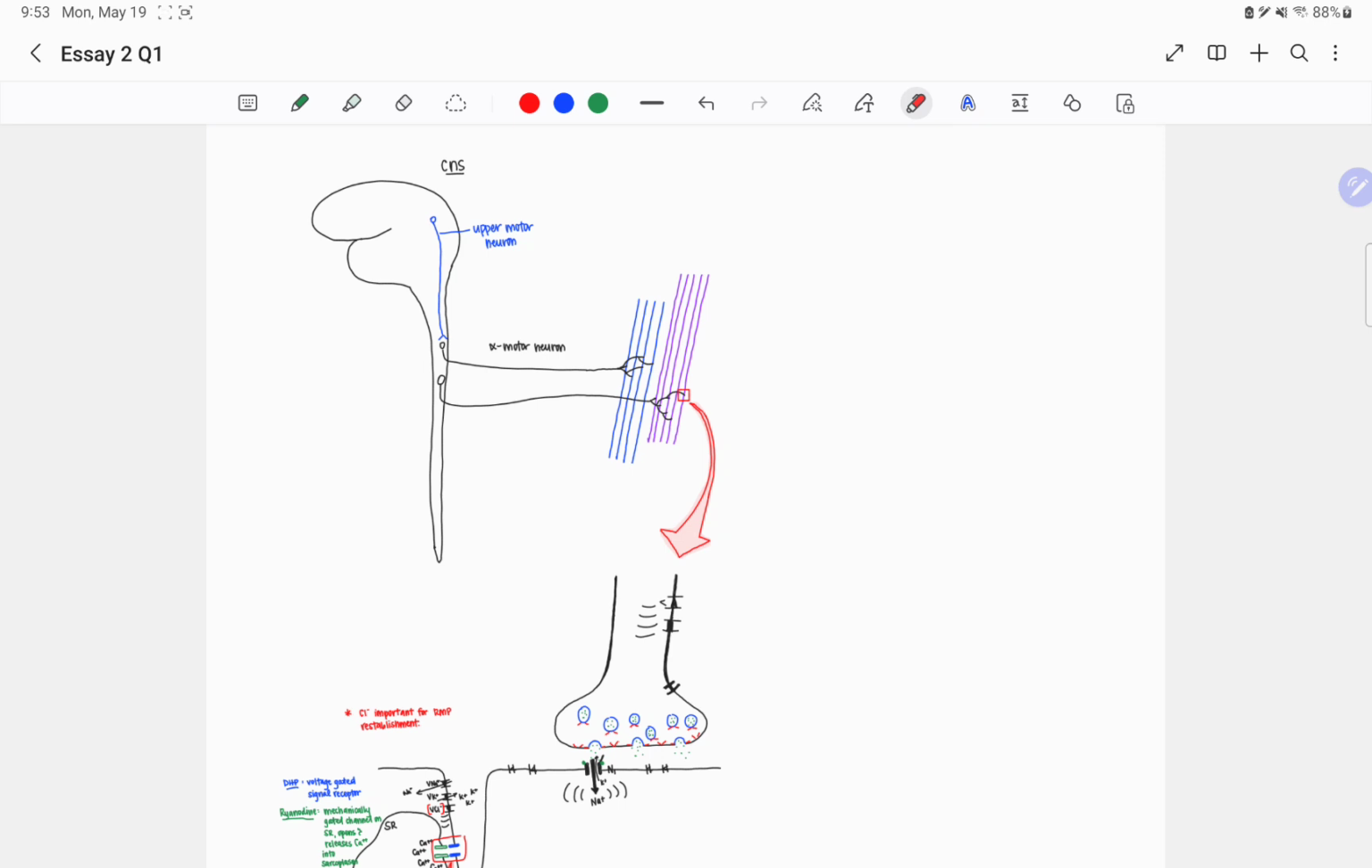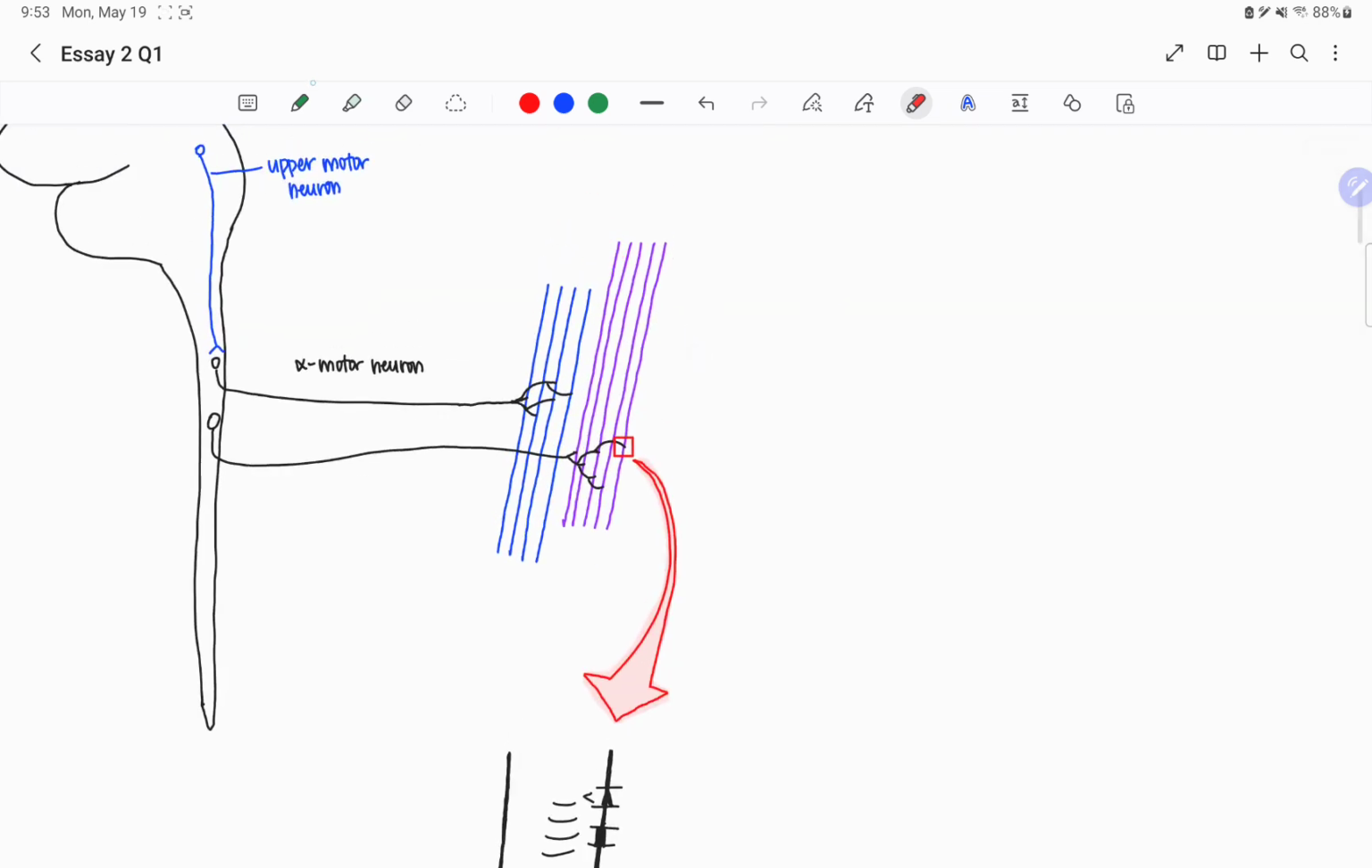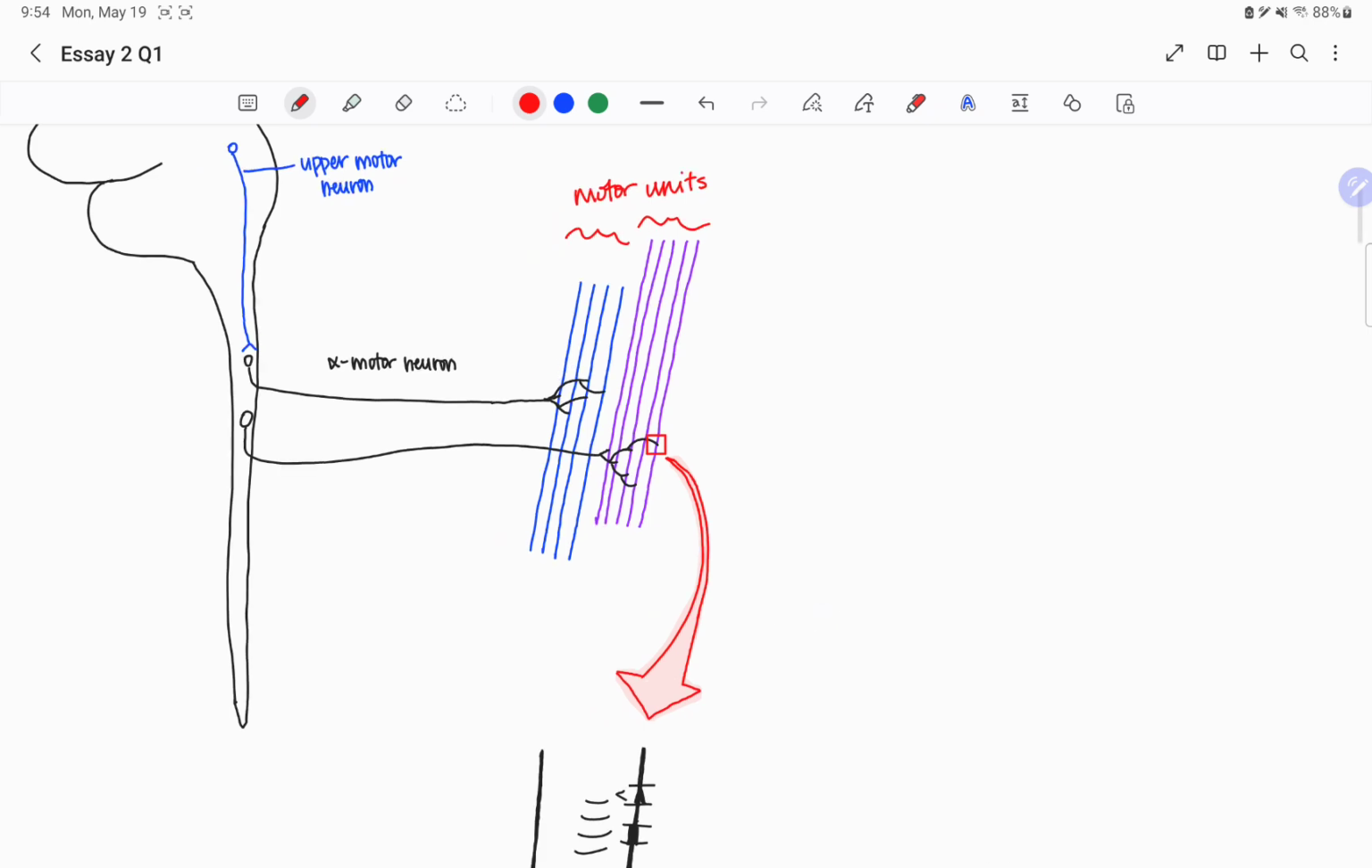First thing we're going to talk about, this is kind of a picture of the brain right here. Okay, so from the brain we have these upper motor neurons. They come down and they synapse with these alpha motor neurons in the spinal cord, and these alpha motor neurons go to what are called motor units. So these are just bundles of muscle fibers that are innervated by an alpha motor neuron, right?